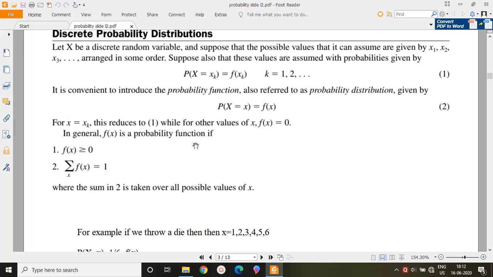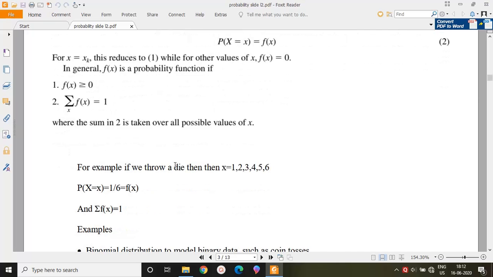What are the properties that this probability mass function f of x satisfies? F of x must be greater than or equal to 0, and the sum over f of x for all the values should be equal to 1, as total probability is 1.